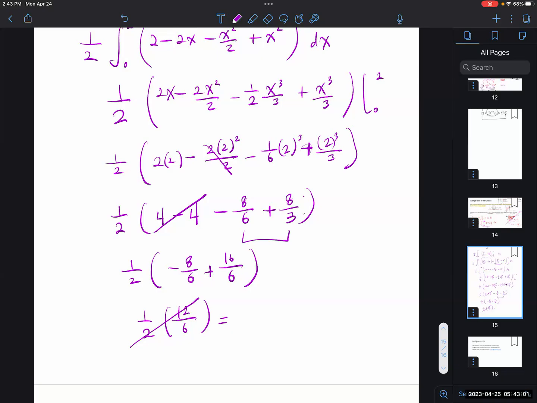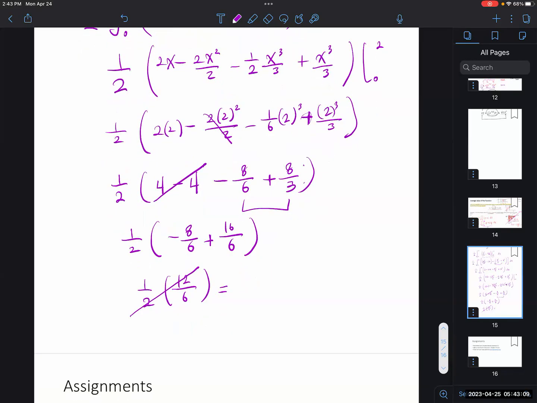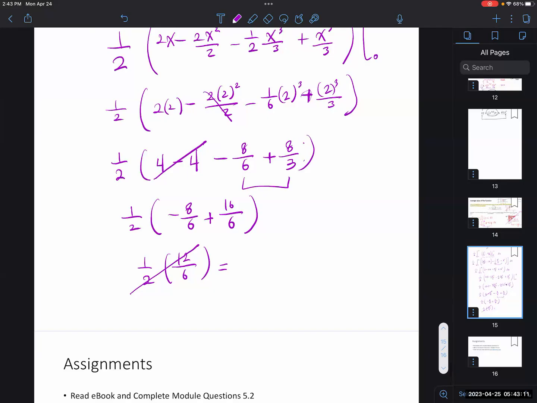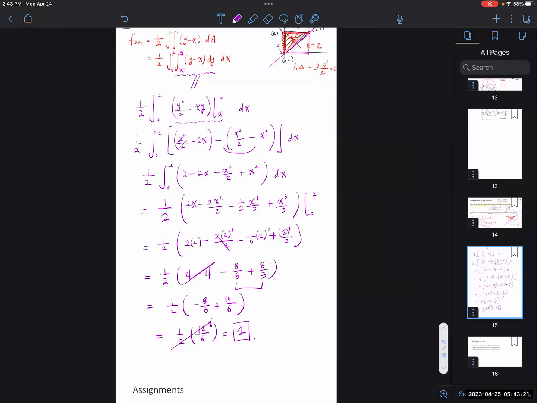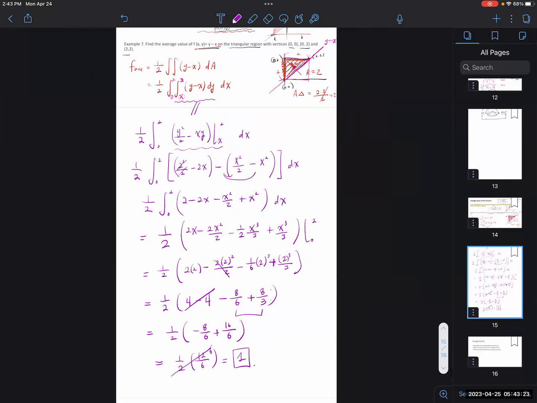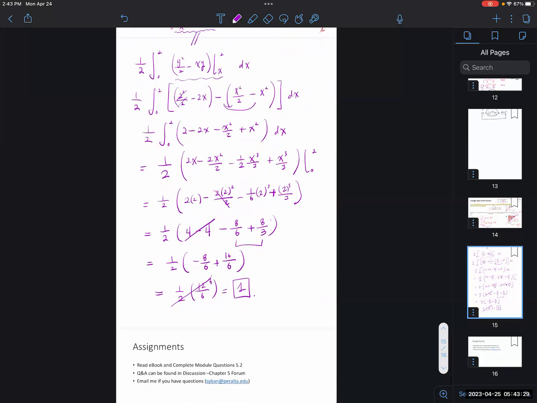And then I do have x to the third over 3. And then 8 over 3. So this is a 6. I have a 1. That's the area. So I think I don't see any mistake, but you can double check. So this is the point. Okay, this is the average of this double integral. The average is going to be 1.